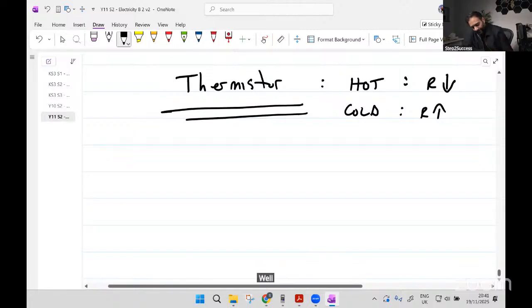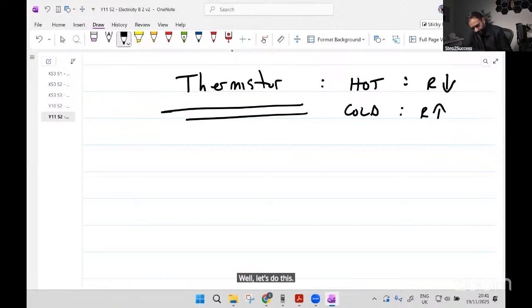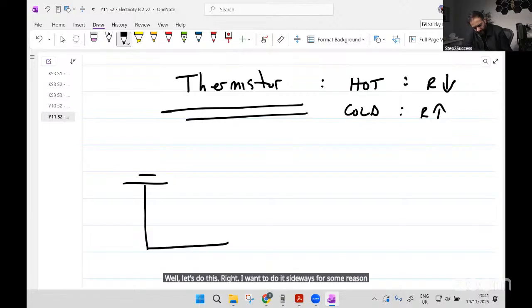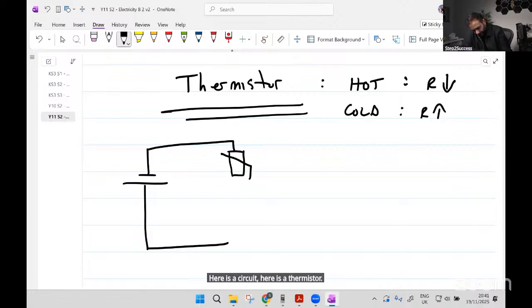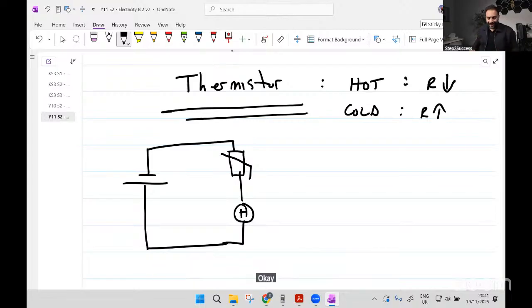Well, let's do this. Right. I want to do it sideways for some reason. Okay. Here is a circuit. Here is a thermistor. And here is a heater. I'm going to call it H for heater. Okay. So what I would like to happen is for this heater to turn on when it's cold. That's what I want, right? And when it's cold, I want the heater to turn on by itself.